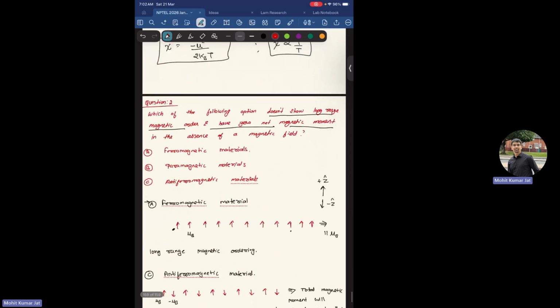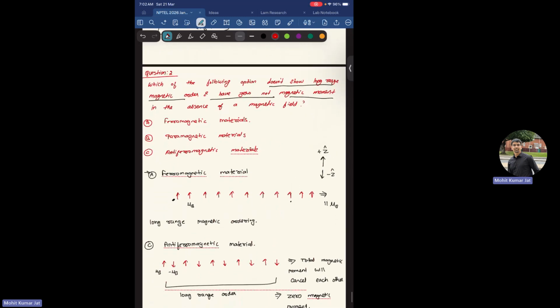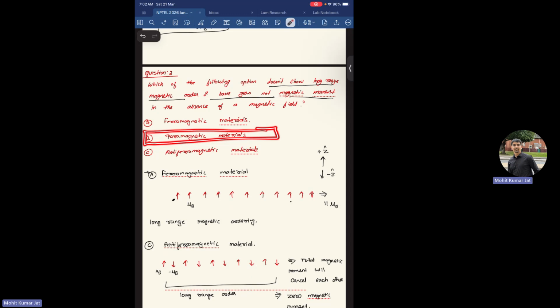Right? So the correct option, if you look, the question asks, which of the following does not show long range magnetic order and has zero magnetic moment. Ferromagnetic has long range order and very large magnetic moment. Antiferromagnet has zero magnetic moment but very long range magnetic ordering, whereas the paramagnetic materials do not have any long range order. They have only short range order and have zero net magnetic moment. Therefore, only the option B will be the correct response.